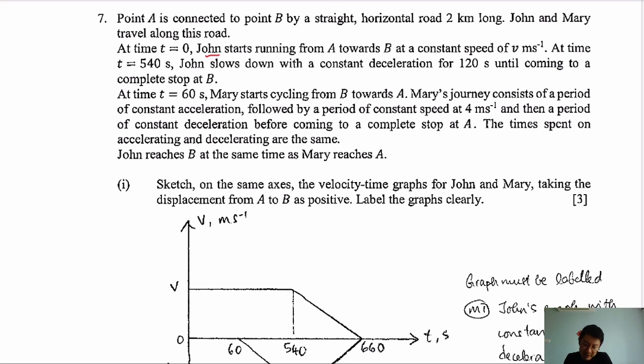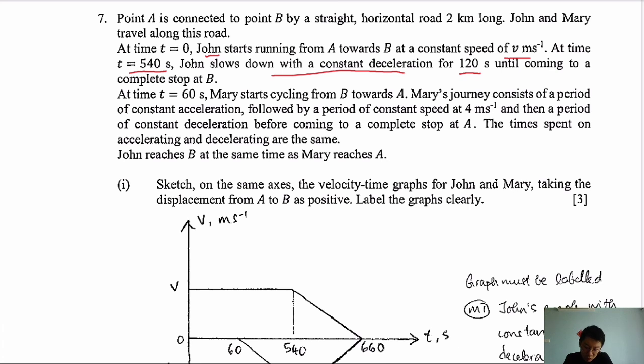For the first stage, he is traveling at the constant speed of v. When it reaches the time of 540 second, he will slow down, with a deceleration, and he does this for 120 second until he comes to a complete stop at the point B.